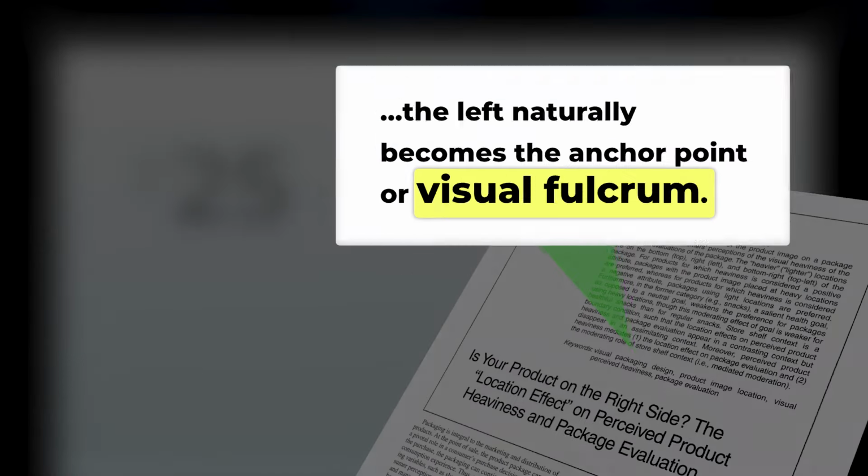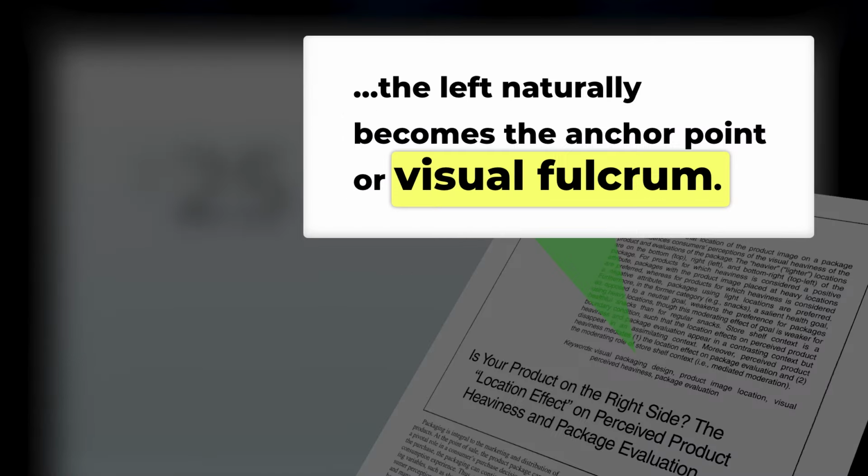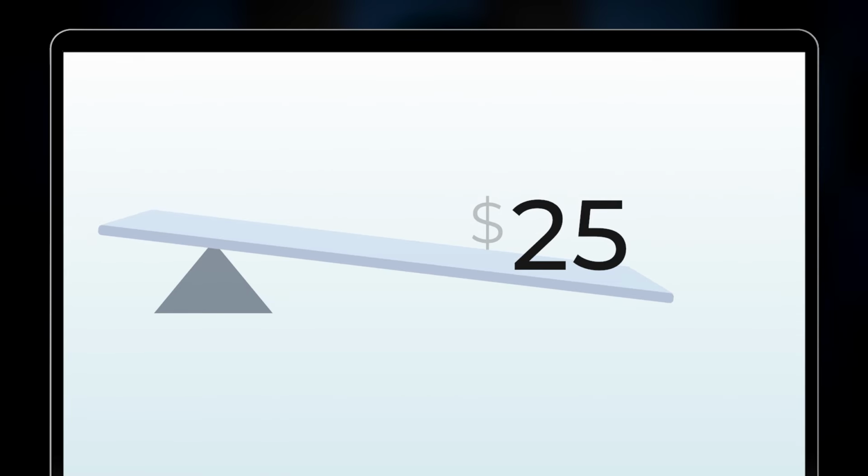Our brain perceives the left side of a design to be a visual fulcrum. In other words, if prices appear further away toward the right, they just feel heavier, as if they're on a teeter-totter pulling downward, and so they just feel more expensive.